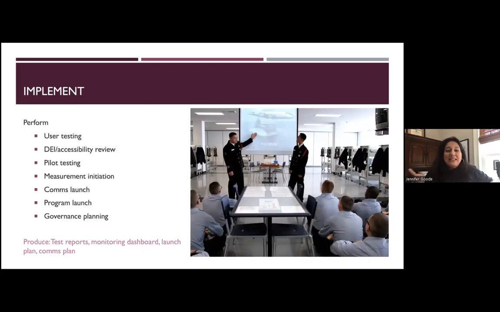Implement is the fourth piece to ADDIE. So we've got analyze, design, then we develop. Now we're going to implement. This is where we actually do the user testing, where we do some diversity, equity, inclusion testing or accessibility review. We might do some pilot testing. We might start the measurement process to see what kind of outcomes we're getting. We launch our comms. Congratulations, you've been enrolled in this training program.